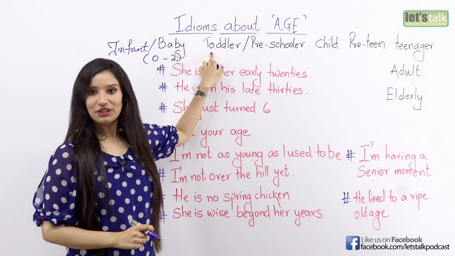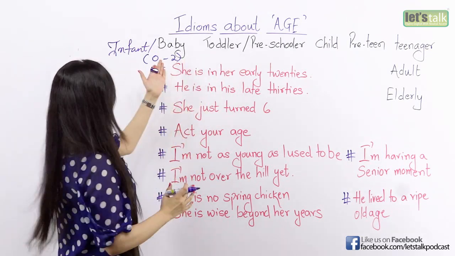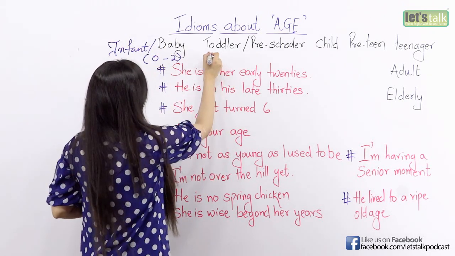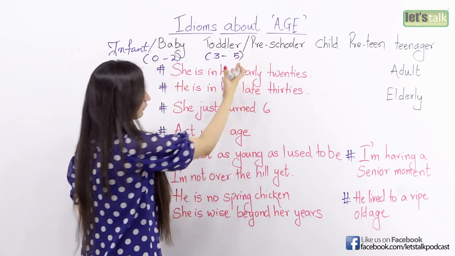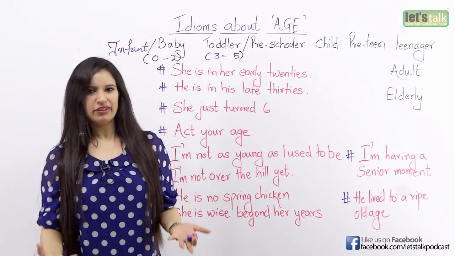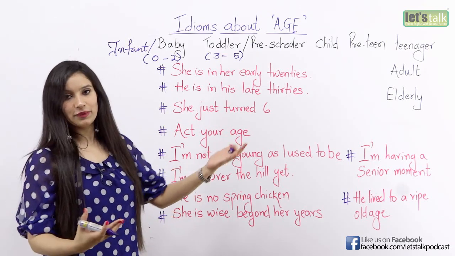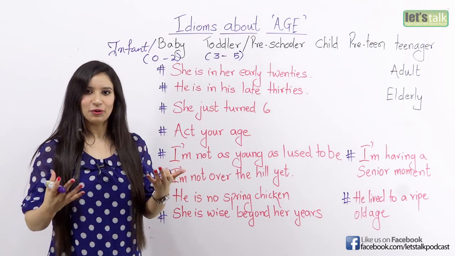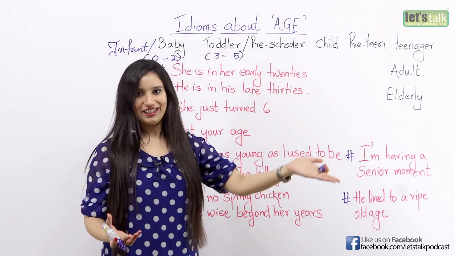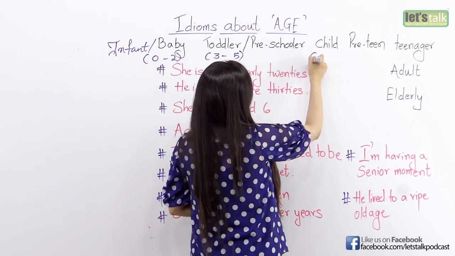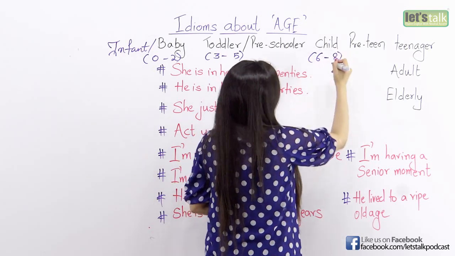The second word here, toddler or preschooler. This age group is from 3 to 5. You can either call them a toddler or a preschooler. Why a preschooler? Because pre means before, and of course this means a child who does not yet go to school. The third one here, child. This is from the age group of 6 to 8.